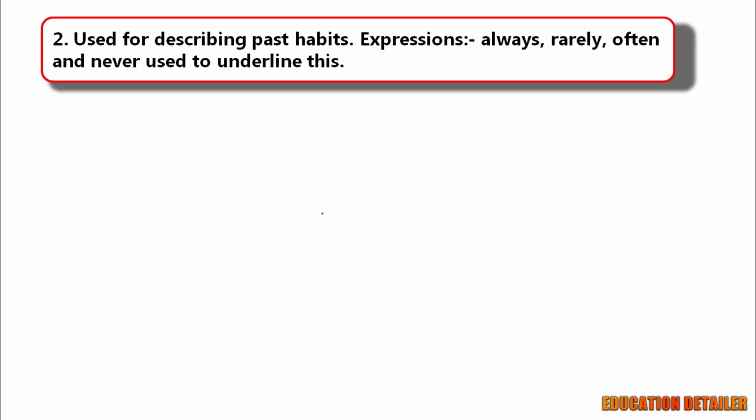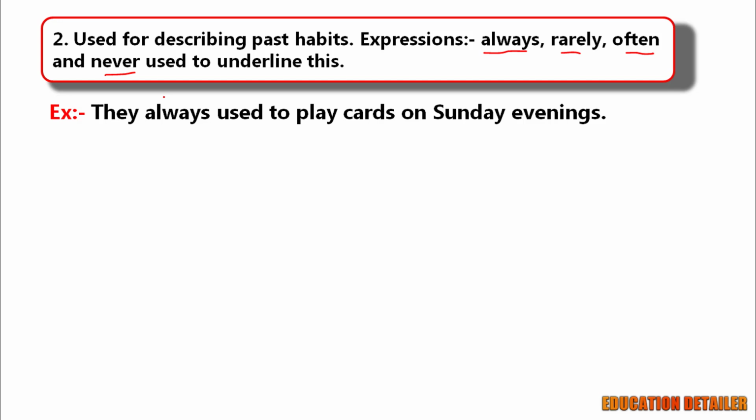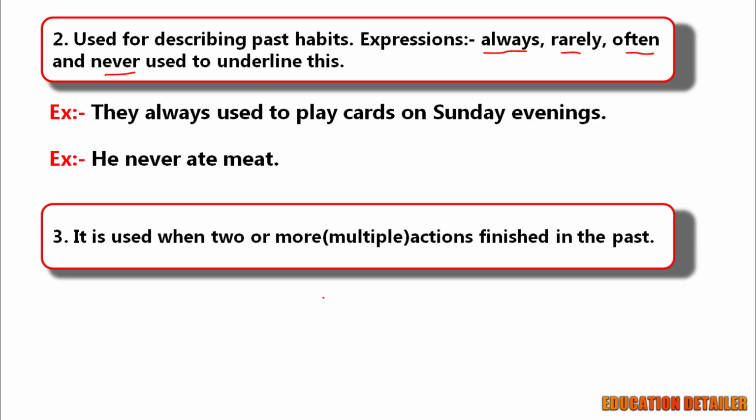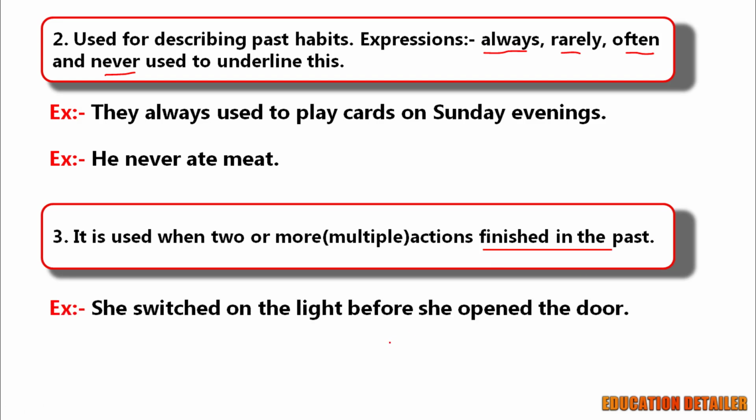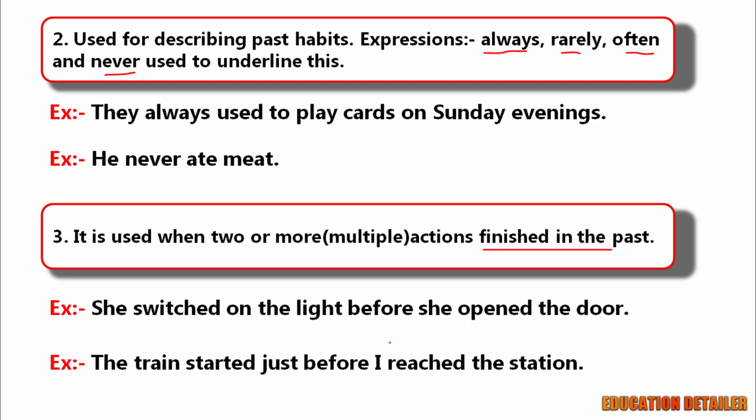The simple past is used for describing past habits. Note down, time expressions like always, rarely, often, and never can be used to underline this. They always used to play cards on Sunday evening. He never ate meat. It is used when two or more actions finished in the past. She switched on the light before she opened the door. The train started just before I reached the station.